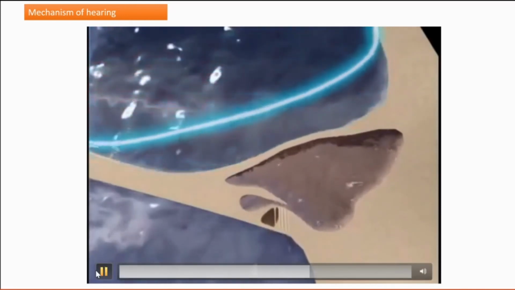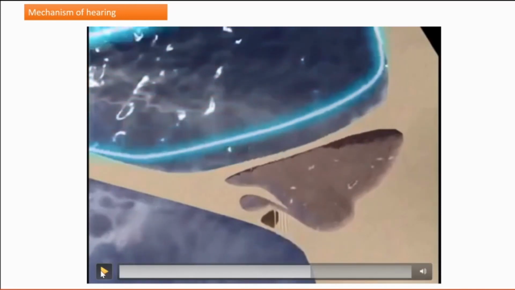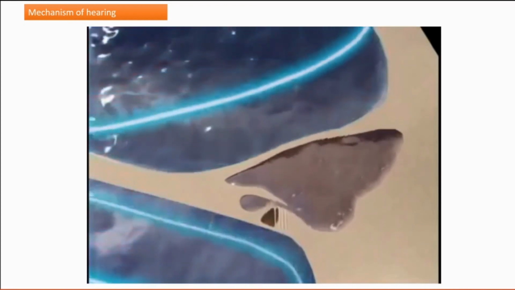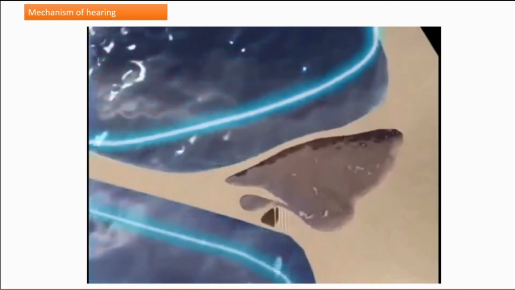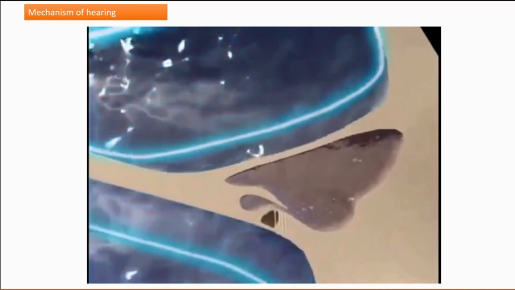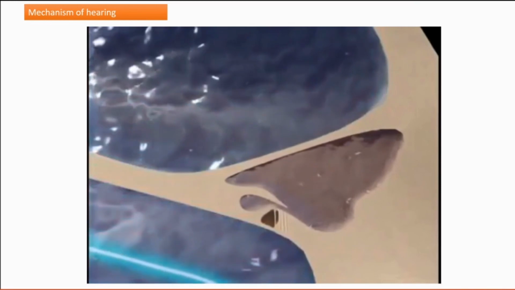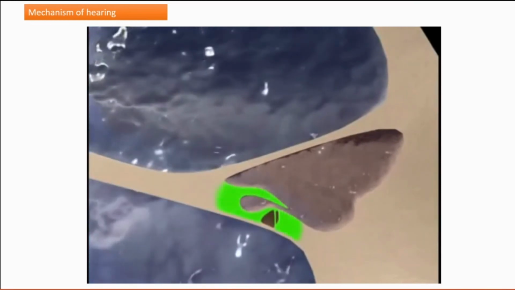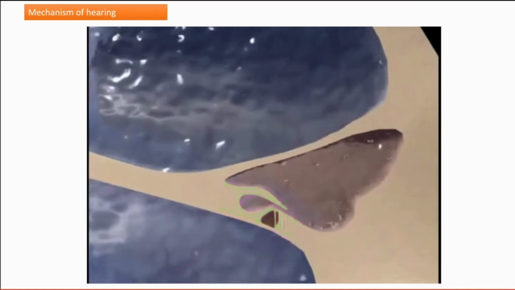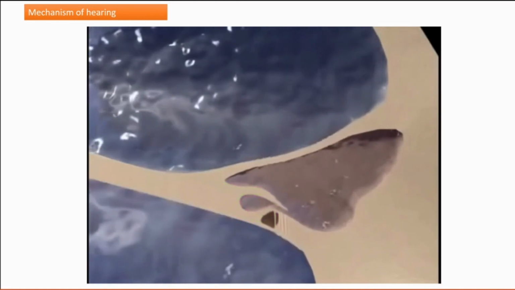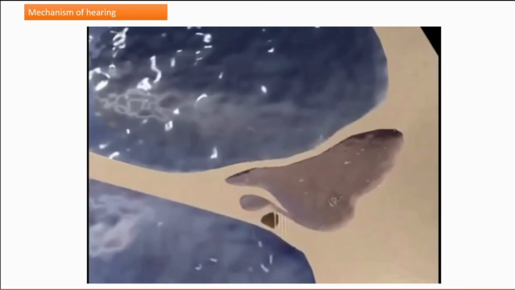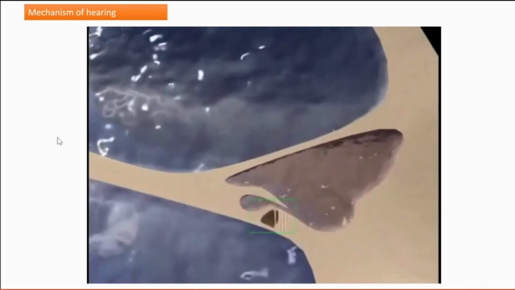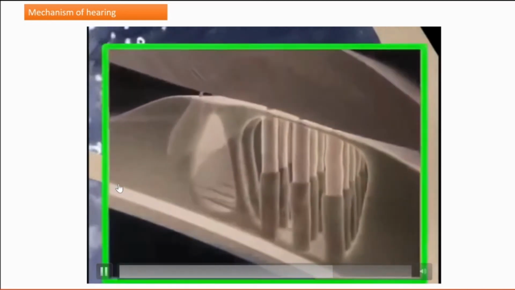Vibrations traveling up the scala vestibuli, the movements of the membranes then send vibrations back down to the scala tympani. With that vibration, a specialized structure called the organ of Corti, situated on the basilar membrane, is stimulated. As the basilar membrane vibrates, the organ of Corti sends nerve impulses to the brain via the cochlear nerve. We can see nerve impulses are passing through here.